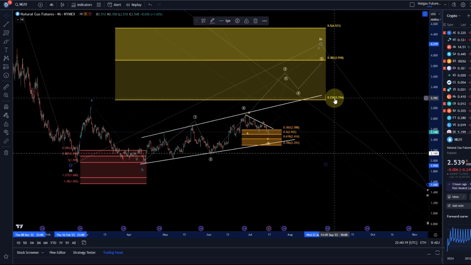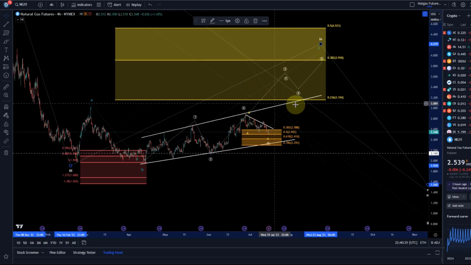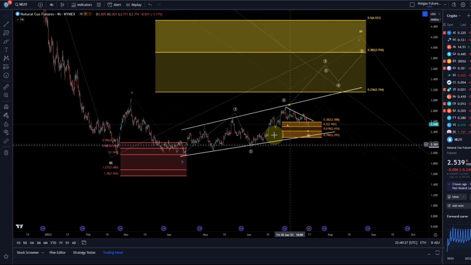Basically, you would say the minimum target is 315. Ideally, I'd like to see it go to 391. That would also work out if the wave count works. But be aware that this is a bit of an unreliable one because it's an ending diagonal. We're not moving in an impulse here.